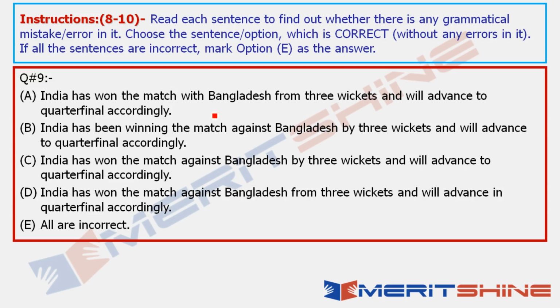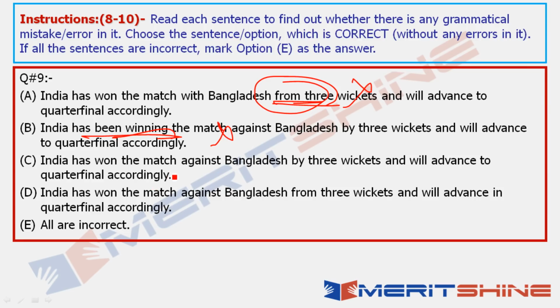India has won the match with Bangladesh from 3 wickets. From 3 wickets? We don't say we win the match from 3 wickets. So this is eliminated. Wrong preposition used. India has been winning the match against Bangladesh by 3 wickets. How can I have present continuous tense, present perfect continuous tense? It doesn't make sense, right?